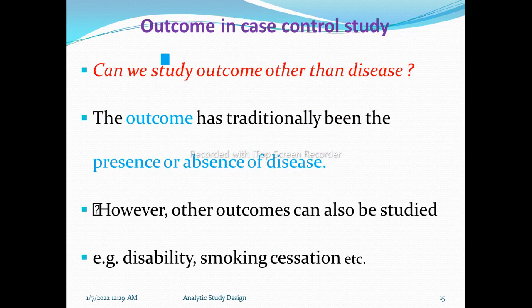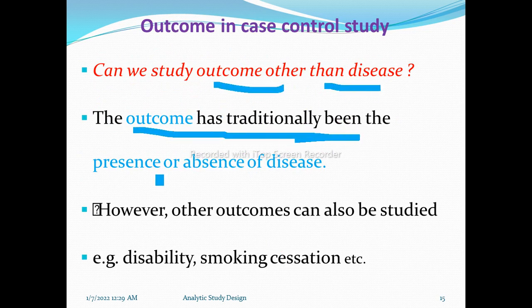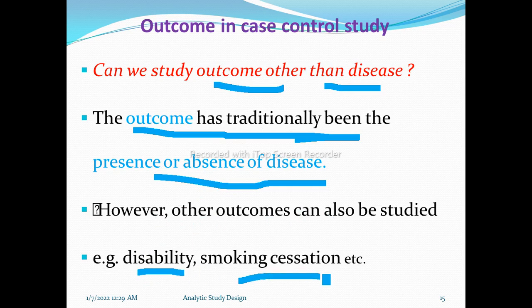So, outcome in a case control study. Can we study outcomes other than disease? Yes. The outcome has traditionally been the presence or absence of disease. Presence of disease is cases, and absence of disease is controls, traditionally. However, other outcomes can be studied, maybe disability, disabled or non-disabled, smoking cessation, smoker or non-smoker. We can also use outcomes other than disease. So this is an outcome. This one is also for exposure.